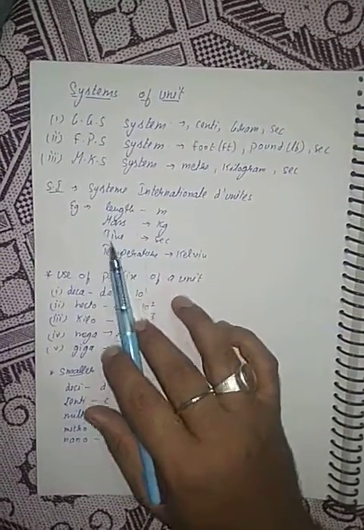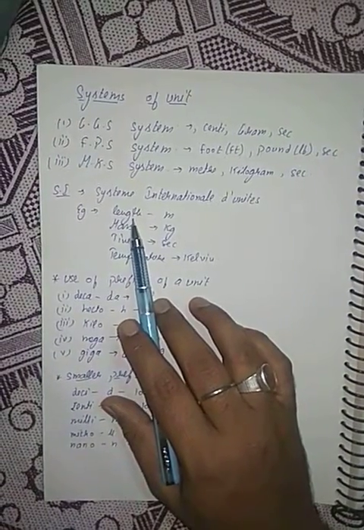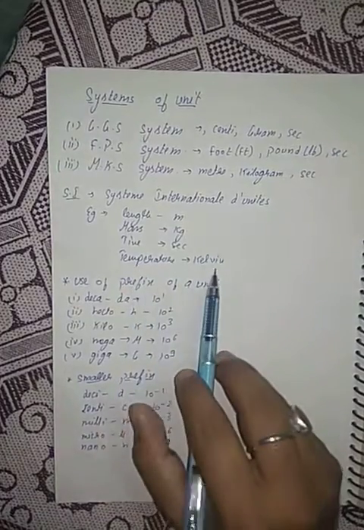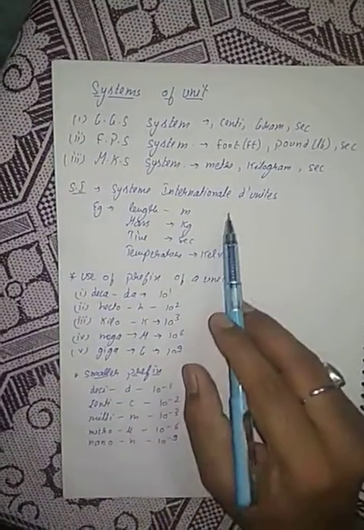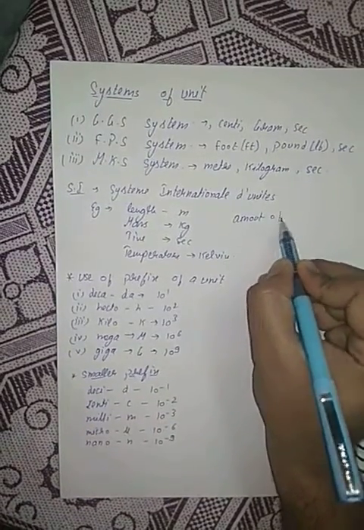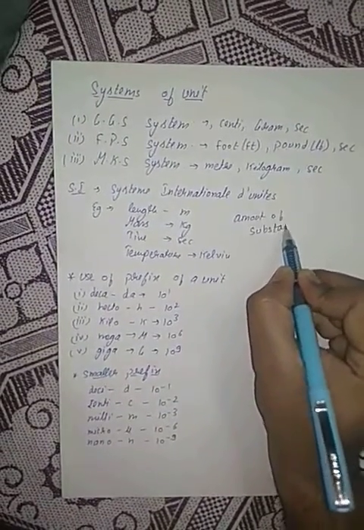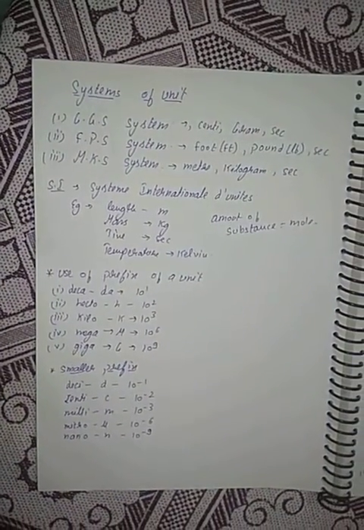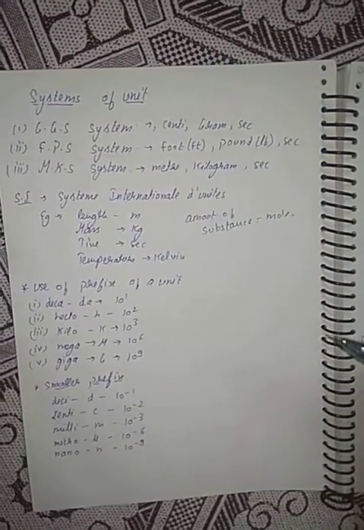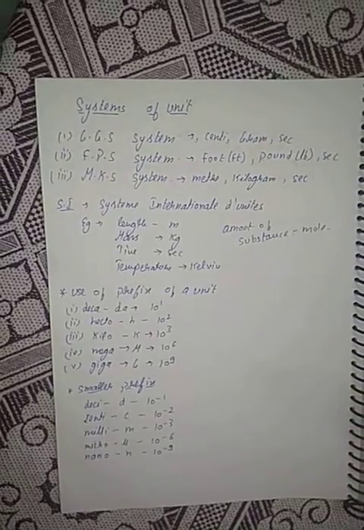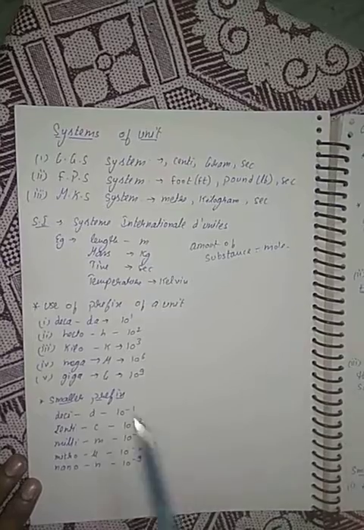The basic fundamentals that we have discussed in the previous video: length in meter, mass in kg, time in seconds, and temperature in Kelvin. Not only these, the amount of substance is in mole. There are certain more units in the SI system that you will come to know when you do further study. Now we have to discuss certain prefixes of units.